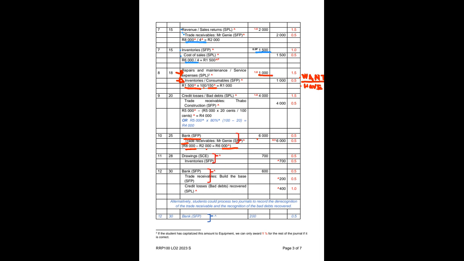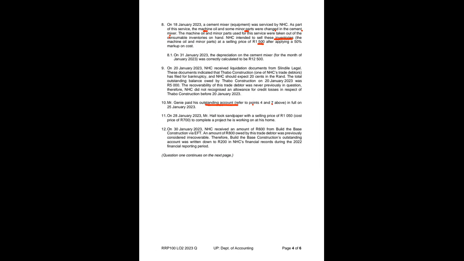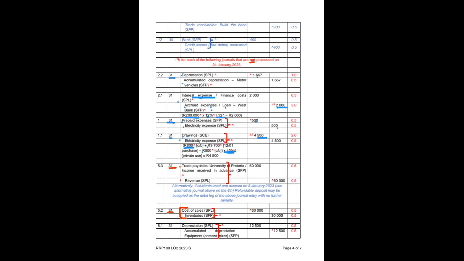Okay, let's go back to the question. We also see that 8.1 talks about depreciation. Now we know the depreciation should be recorded on the 31st at the end of the month. So we'll go to page 4 of our solution, and there right at the bottom we will see depreciation and accumulated depreciation equipment, and the amount is copied directly out of our question. Okay, so the 12,500 comes directly from the question.